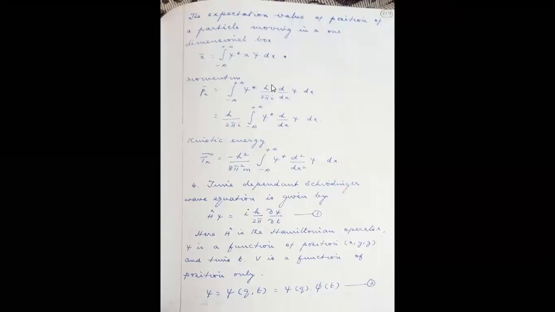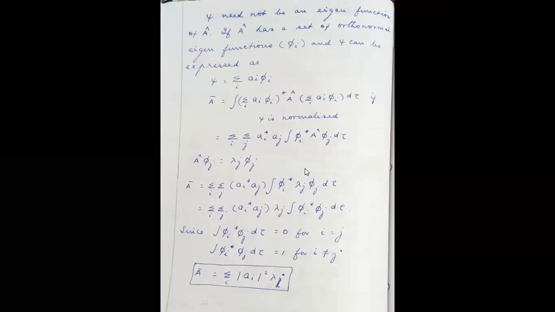And the third one is the expectation value. An average value or the expectation value for an orthonormal function psi can be expressed as psi equal to summation of c i phi i. So simply the same normalization procedure is explained. Now look here.